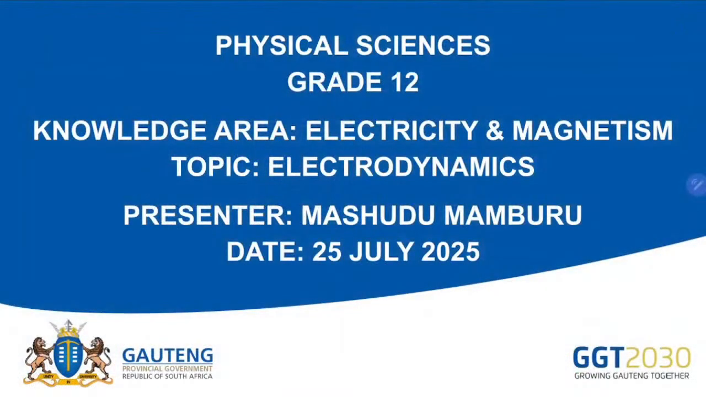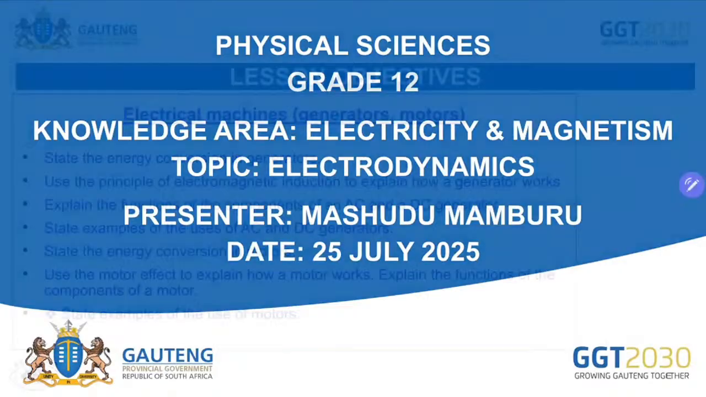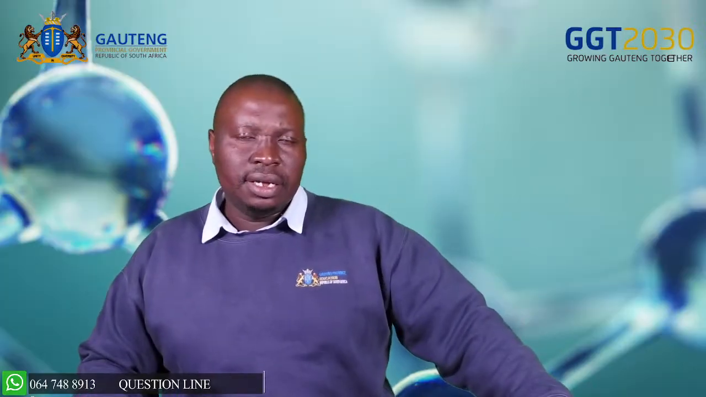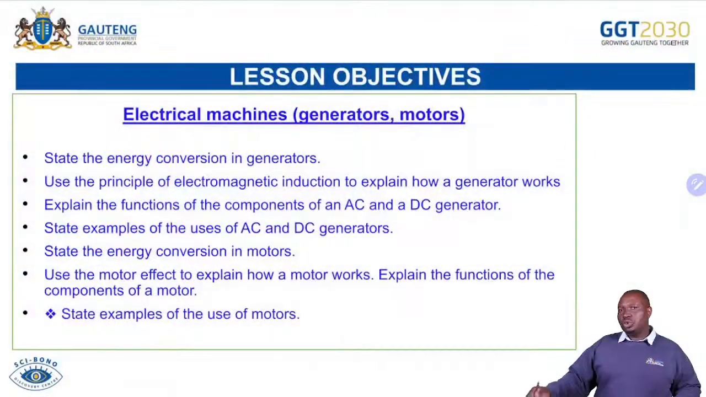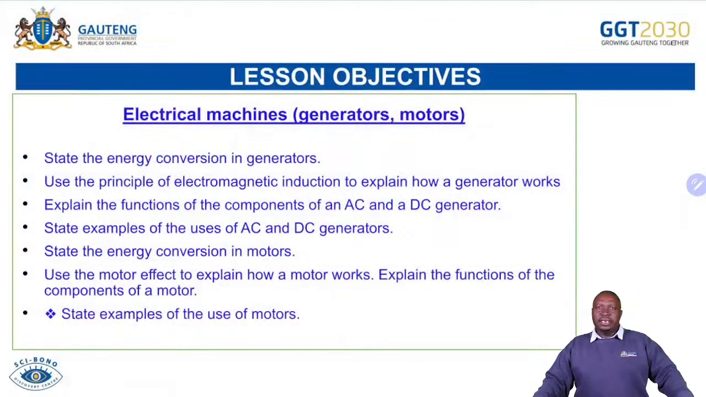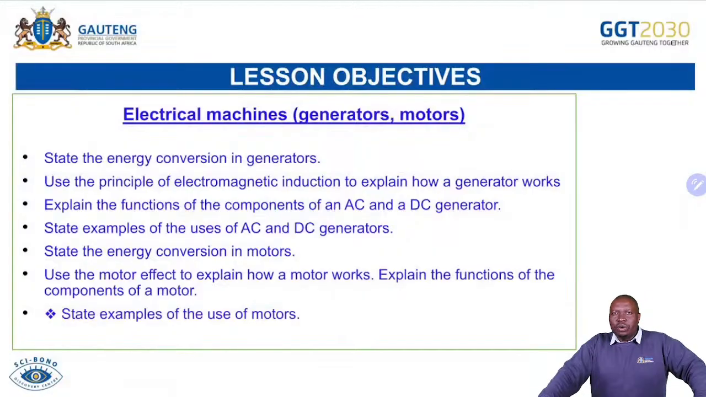Welcome to term 3. Today we'll be focusing on the knowledge area electricity and magnetism. The topic is electrodynamics. Here we're talking about motors and generators. A very nice topic. You have done this topic, you started in grade 11, so we'll look at your prior knowledge, to say what do you know already, and build from known to unknown. Now, these are the objectives.